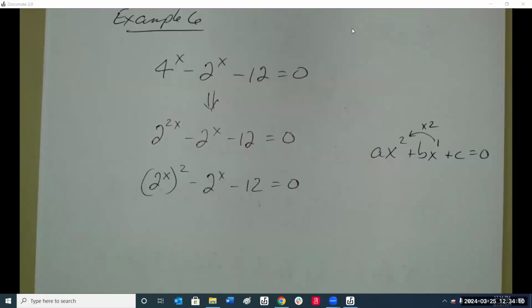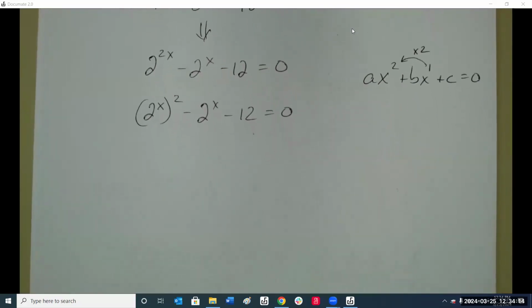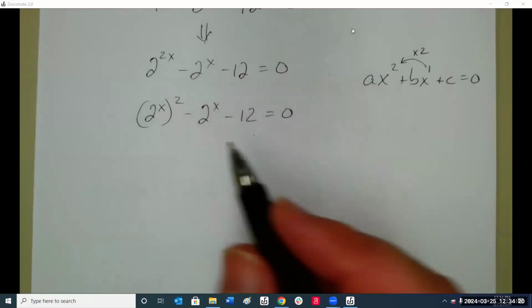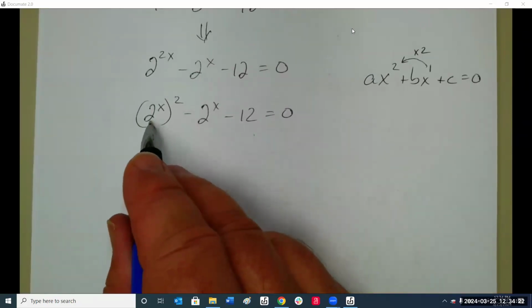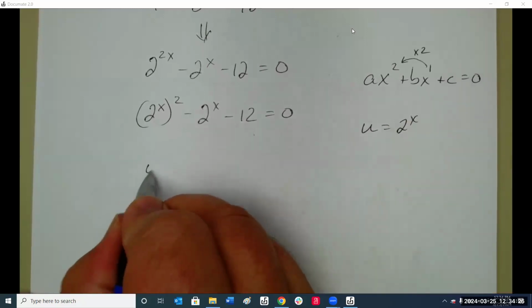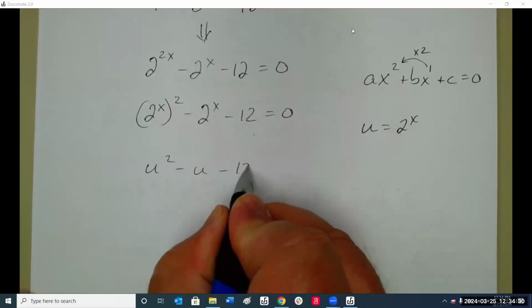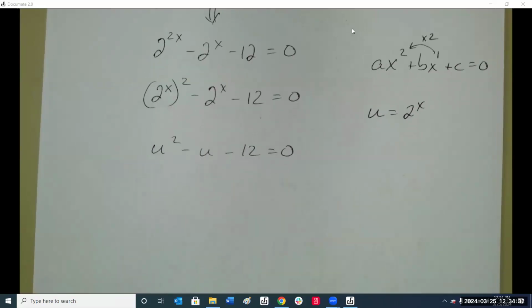So how do we solve this? Is it set equal to 0 already? We can use substitution here. We can set u equals 2x. Is that easier to look at?